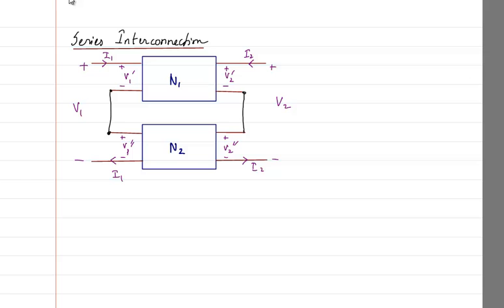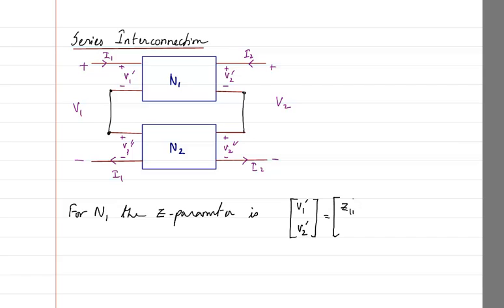Now we know for N1, the Z parameter is given as, how do we write the Z parameter? We know it is voltage and current. So it is V1, V2, but here it is V1 dash and V2 dash. Why? Because the voltages are different. Multiplied with Z11 dash, Z12 dash, Z21 dash, Z22 dash. That multiplied with the current. Now the current I can write as I1 dash, but there is no point because it is going to be the same. So I will write I1 and I2. That is the main thing here. You are having I1 and I2.